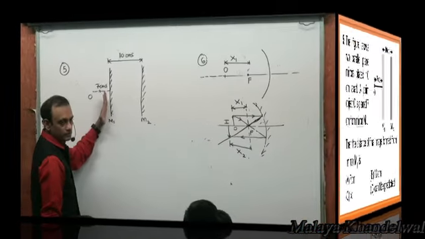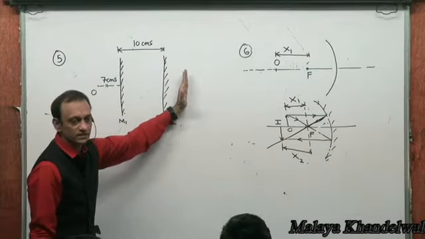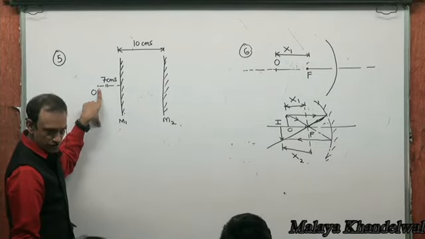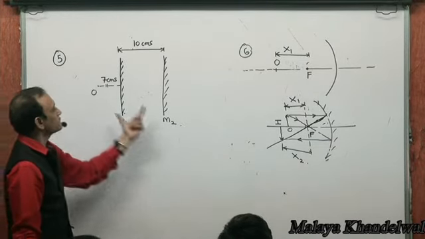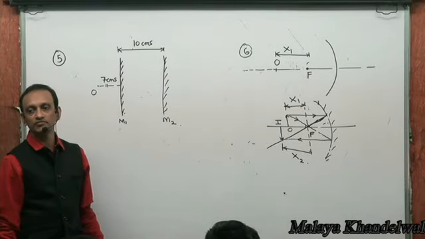There is mirror M1, this face silvered. This is mirror M2, this face silvered. There is an object O 7 centimeters in front of mirror 1, right? And the separation between the two mirrors is 10 centimeters. How many images are formed?